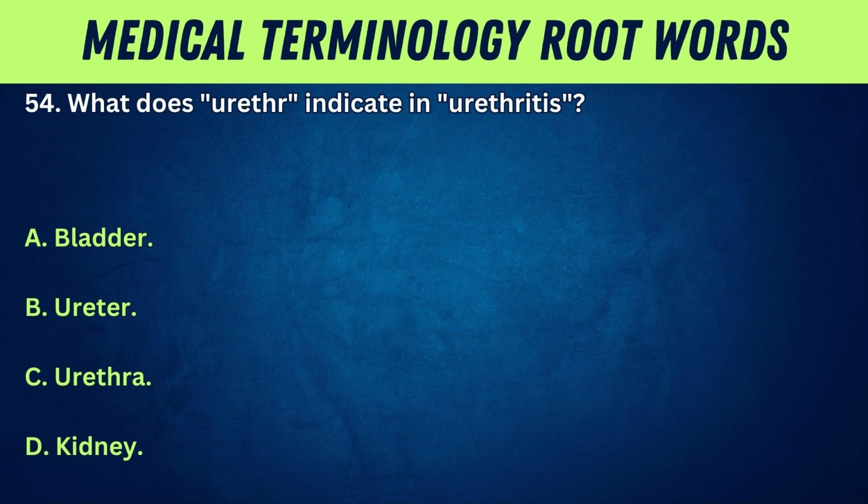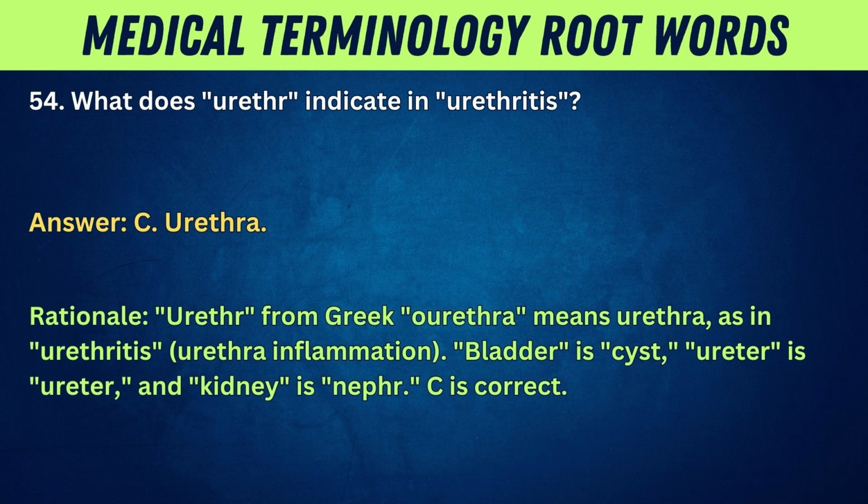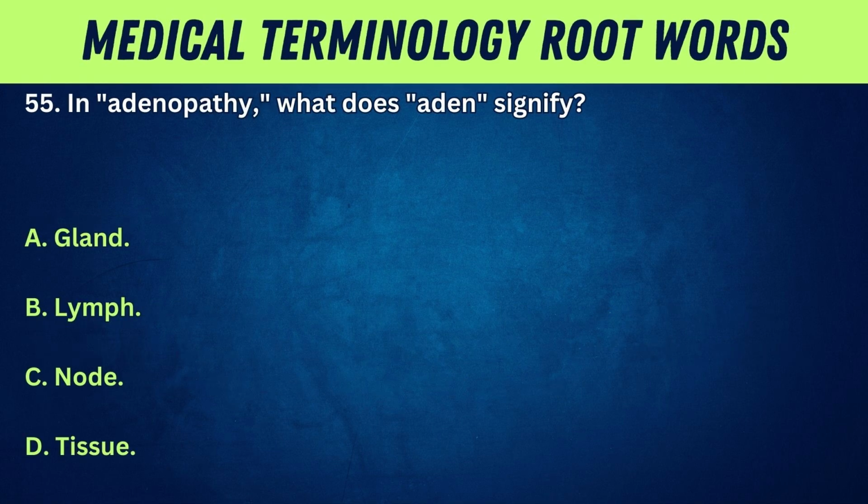54. What does urethra indicate in urethritis? A. Bladder. B. Ureter. C. Urethra. D. Kidney. Answer: C. Urethra. Rationale: urethra from Greek urethra means urethra, as in urethritis, urethra inflammation. Bladder is cyst, ureter is ureter, and kidney is nephr. C is correct.